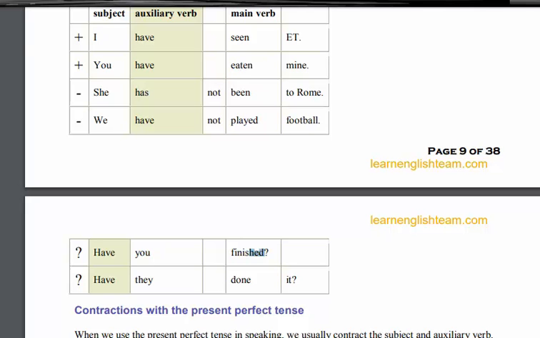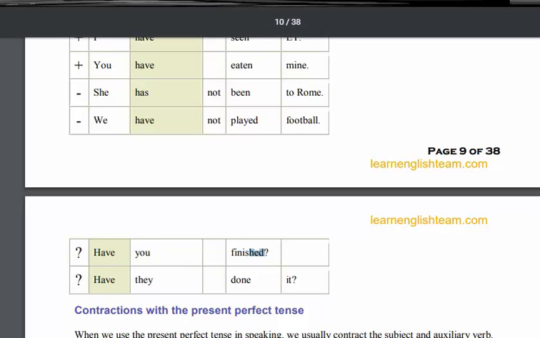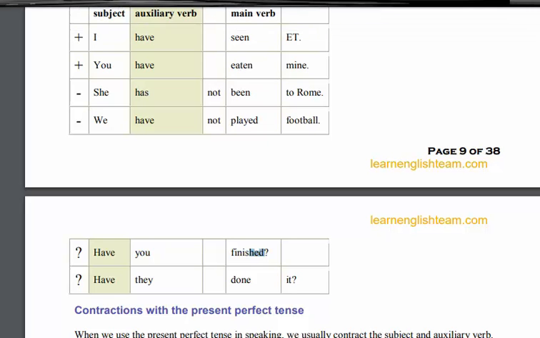Keep in mind, in an interrogative sentence you always use the question mark at the end of the sentence. Let's see another example: have they done it? Have is an auxiliary verb, they is your subject, and done is the past participle, and it is your object, and the question mark, remember. So there are three categories of sentences. Number one is the positive sentence, number two is the negative sentence, and number three is the interrogative sentence.